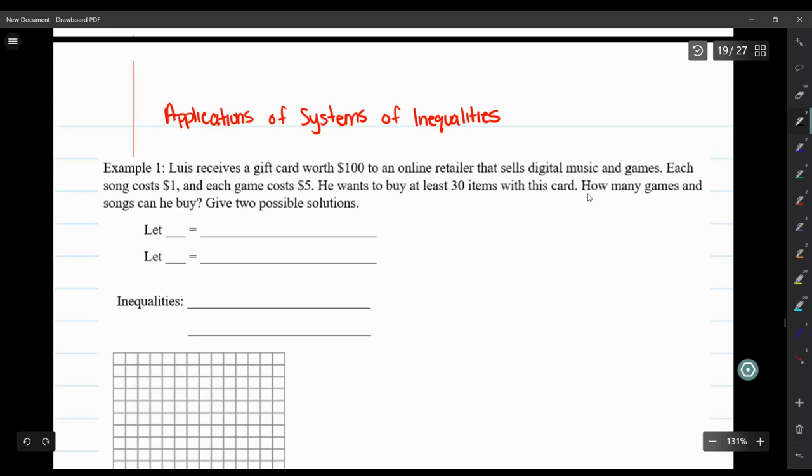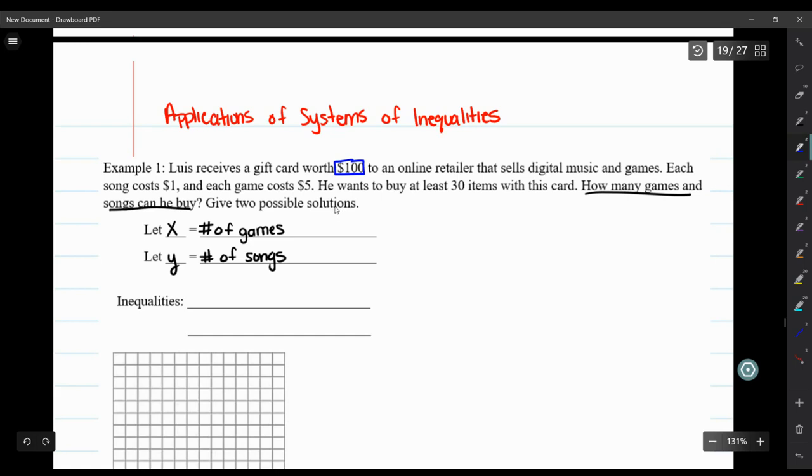So it's asking you how many games and songs can he buy. So that means x has to be the number of, let's say, games, because how many means number of, and let's make y the number of songs. Okay, now that I know my variables, we can start to break apart this word problem. So Lewis receives a gift card worth $100. Guys, that's a total. So this gift card that he has is a total of $100.